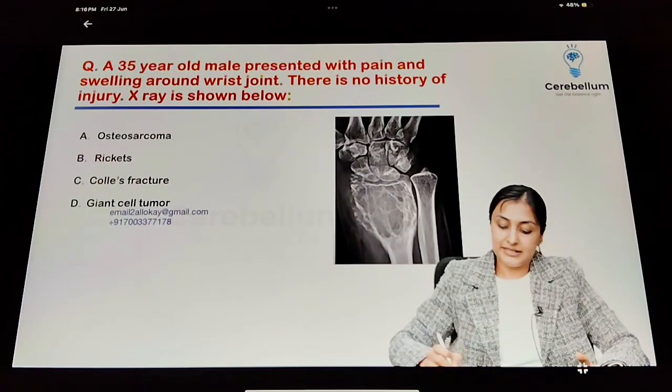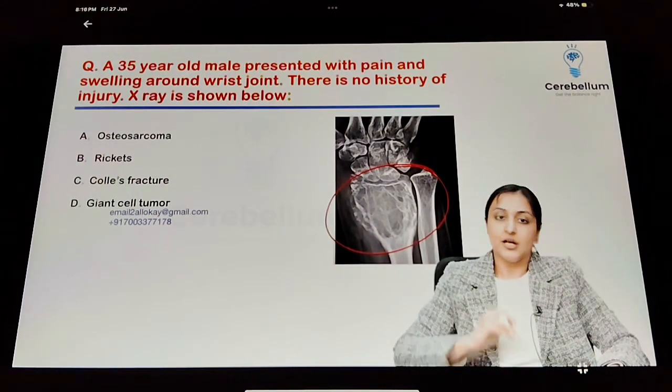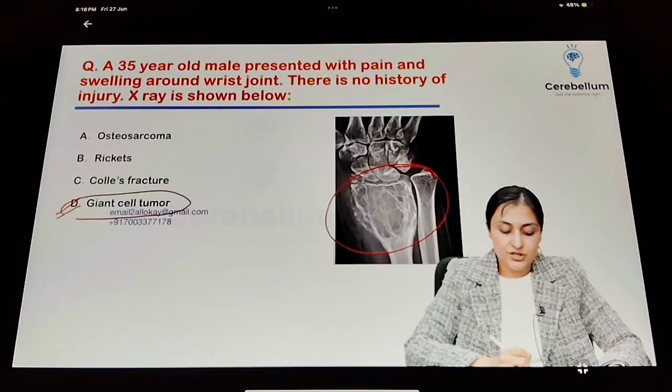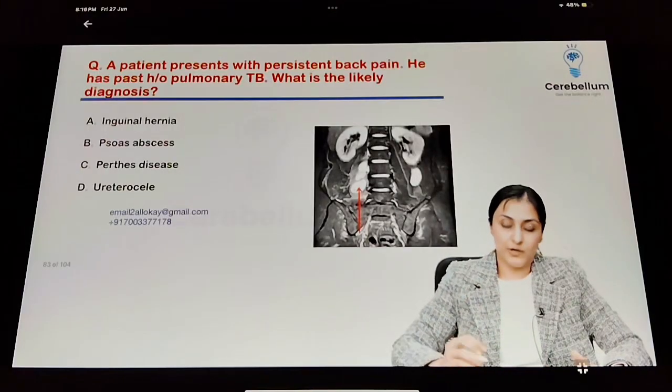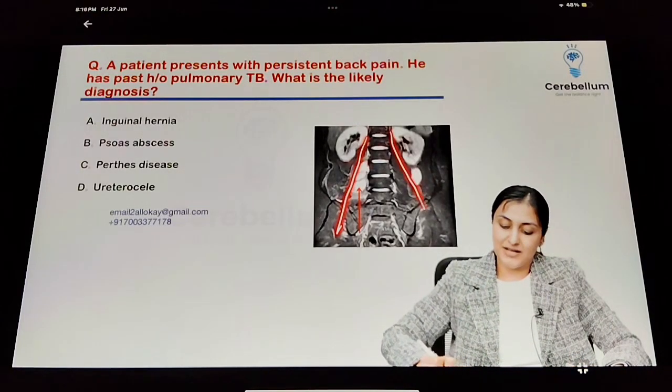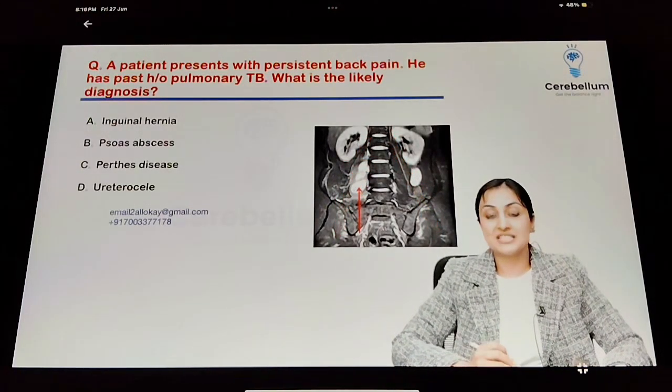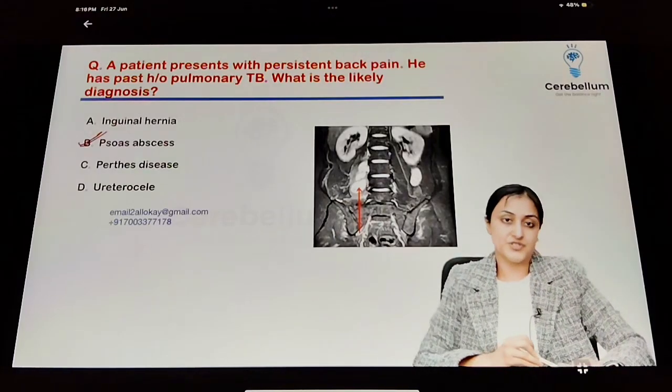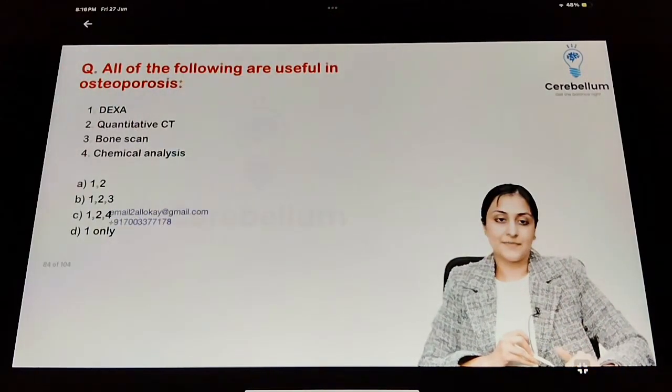35-year-old male, pain, swelling, epiphyseal, soap bubble. Please don't get this wrong. This is giant cell tumor. What is this here? You can see that this is the psoas muscle. There are these T2 hyperintense collections in the right psoas. This is what represents psoas abscess. So this is psoas abscess MRI.